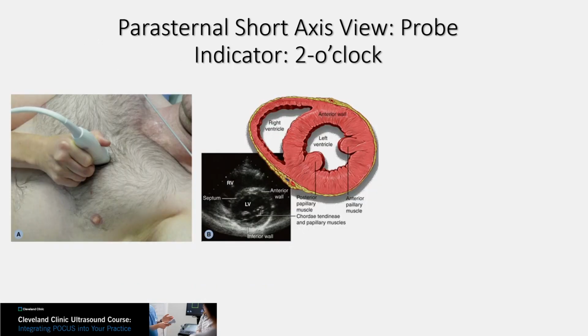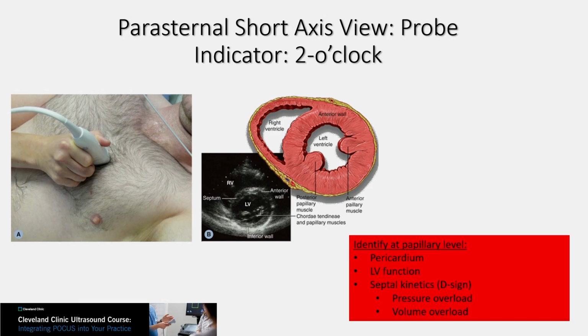The next view is the parasternal short axis view. Now we rotate the probe 90 degrees from parasternal long axis, and the pointer is pointing towards the left shoulder or towards 2 o'clock position. There are multiple sections that can be obtained of the heart in this view, but the one that we prefer is at the papillary muscle level.